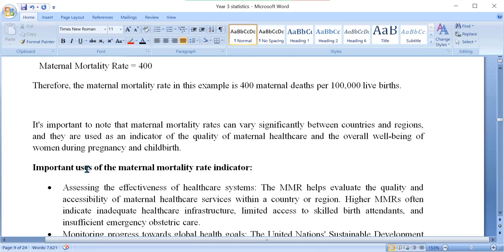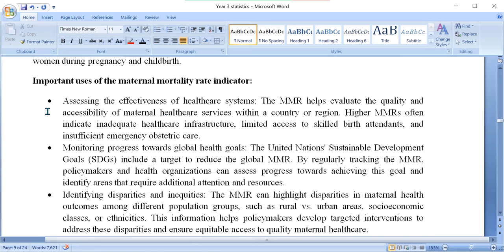So, uses of maternal mortality rates: use it to assess the effectiveness of the healthcare system. Like we said, the MMR helps evaluate the quality and accessibility of maternal health services. Yes, it can point us to whether the women are actually going to health centers or even hospitals. It can also show us whether, when they come to that hospital, the hospital has enough staff, enough equipment to take care of those women.